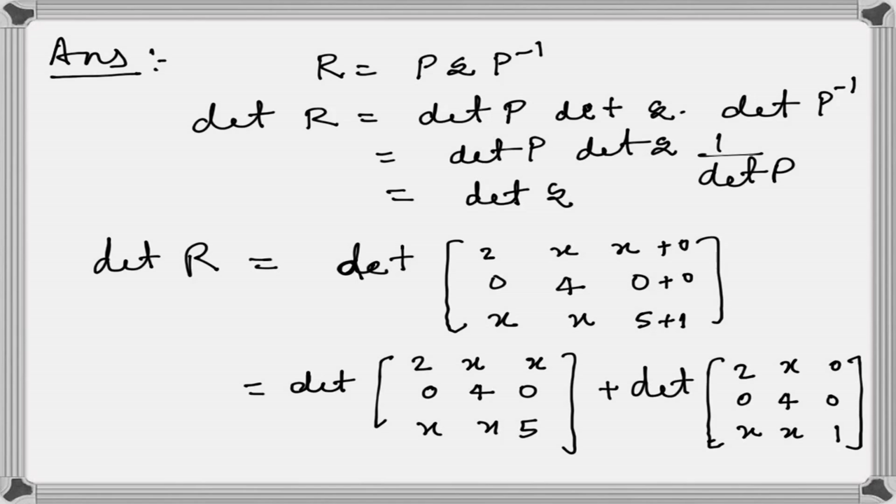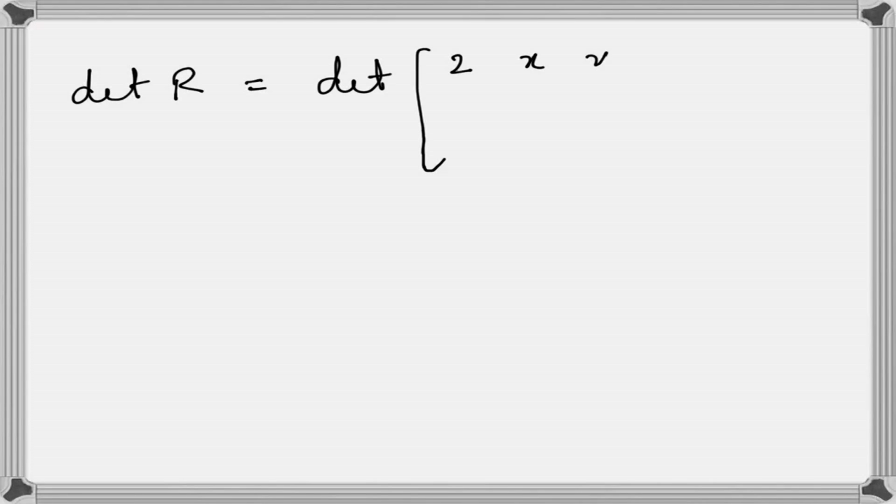So what is the determinant of this second matrix? This is just 8. If you expand along the third column, then this value is 8. So this is what we wanted to prove. That means determinant of R is equal to the determinant of 2, x, 0, 4, 0, x, 5, plus 8. So this is what we wanted to prove.